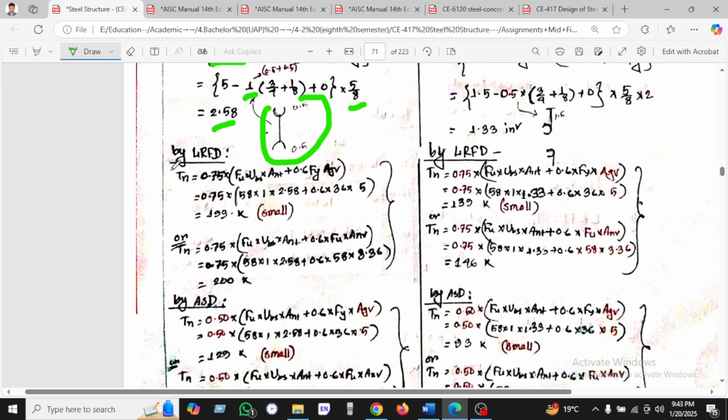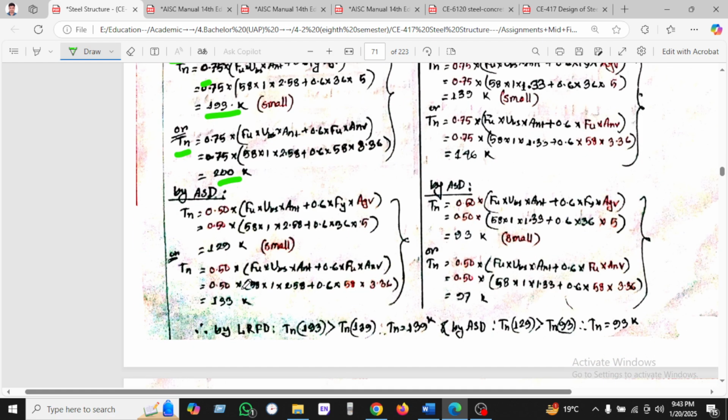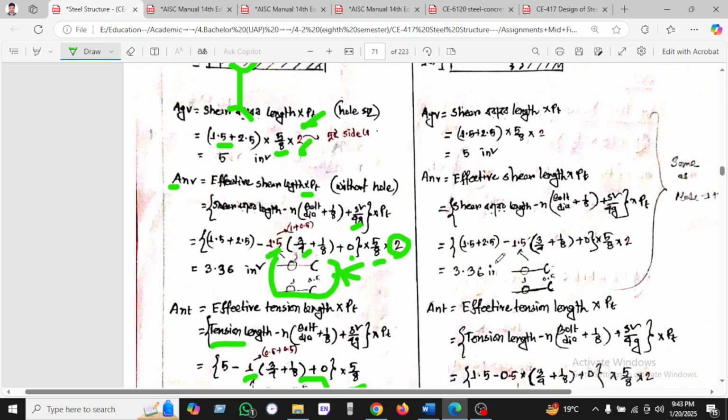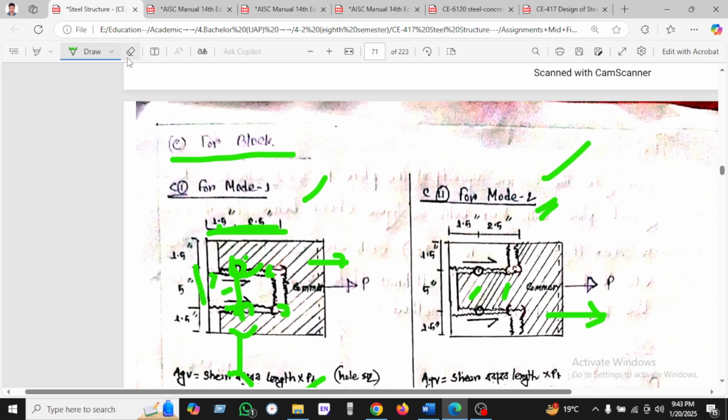And for LRFD, we have used the LRFD method, 0.75 FU, T and FY, and found 193, or we can use this formula and found 200. And by ASD we can use 0.50 FU with this formula and found 29 kilonewton, and Tn equal to, we have found 0.33.